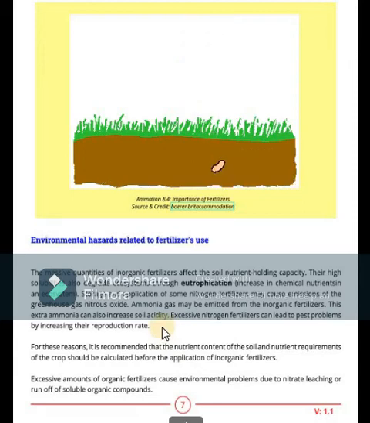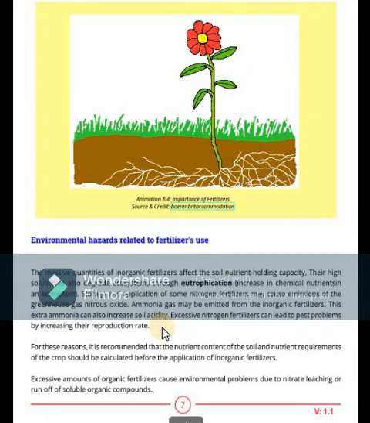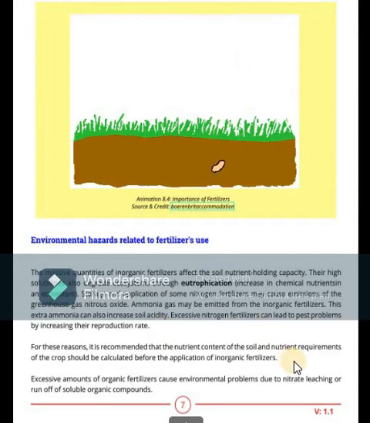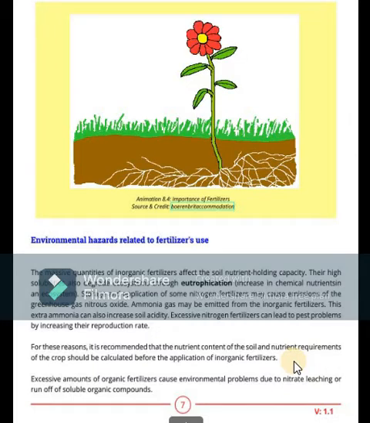Excessive nitrogen fertilizers can lead to pest problems by increasing their reproduction rate. For this reason, it is recommended that the nutrient content of the soil and the nutrient requirement of the crop should be calculated before the application of inorganic fertilizers.